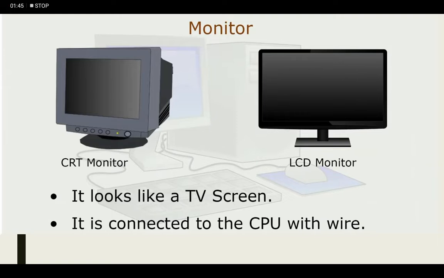So the first one is the monitor. It looks like a TV screen. It is connected to the CPU with a wire. As you can see, there are two types of monitor screen. The first one is the CRT monitor. The second one is the LCD monitor. They both are monitors.